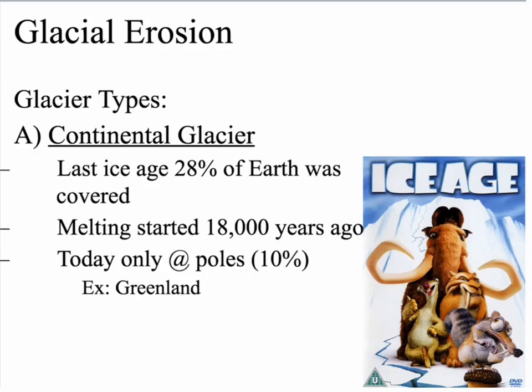All right, our next agent of erosion is glaciers. First thing to consider is where you can find glaciers, and there are two types that you can find. The first one here are continental glaciers.